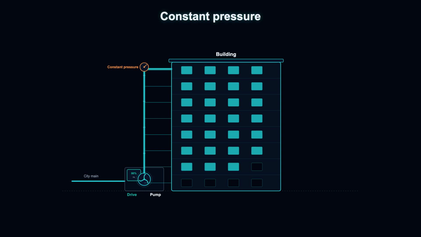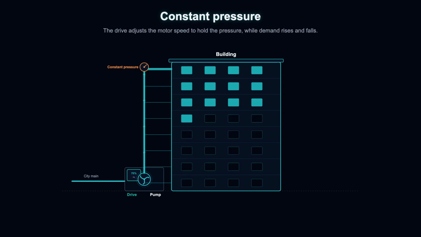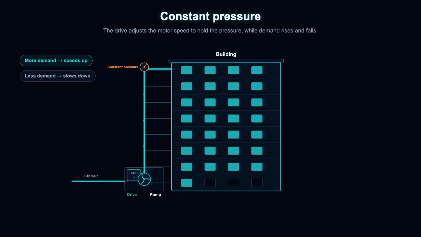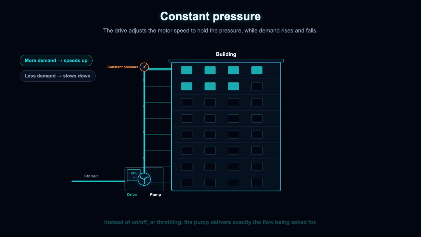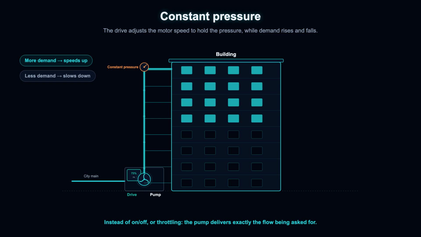The most common case is the constant pressure system. Look at this building. The pump delivers water directly to the apartments, and a sensor watches the pressure. When many open their taps, demand rises, the pressure tends to drop, and the drive speeds up the pump to hold it. When demand falls, overnight, the drive slows down. The pressure stays constant, stable, no matter how many people are using water. Instead of switching on and off or throttling a valve, the pump delivers exactly the flow being asked for, no more, no less. But the really interesting part is what happens to the energy when the pump slows down.